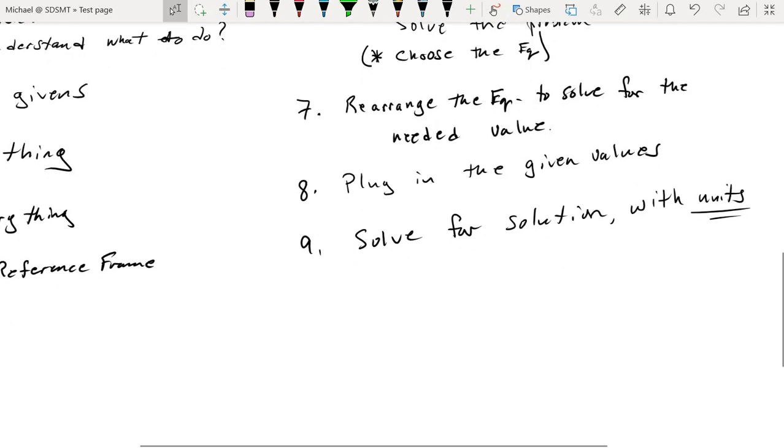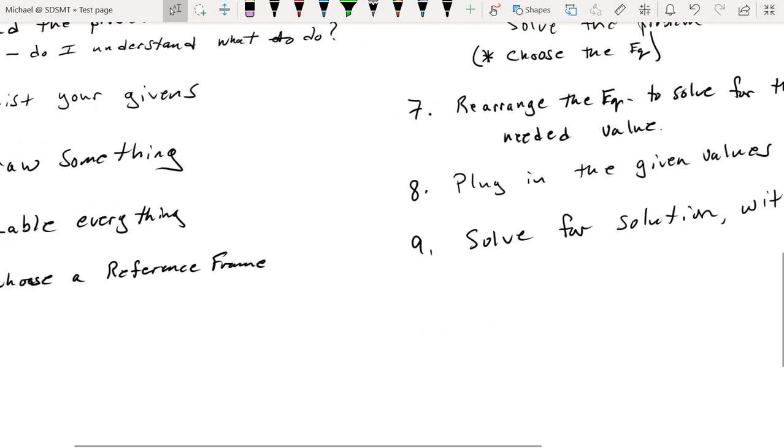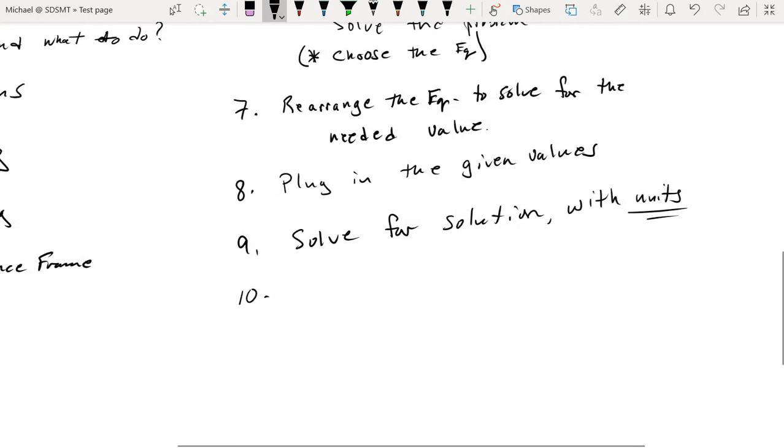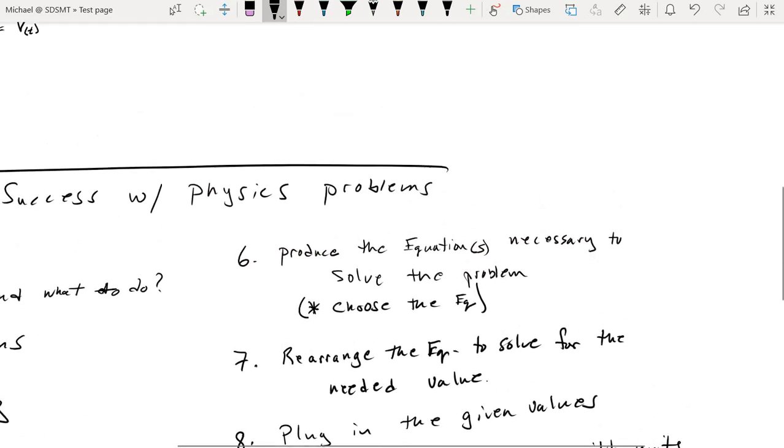And well, that seems like the end of it. You know, we have our answer, we have our units. I thought this was a 10-step process. So what could possibly be left for step 10? Well, this is where we want to go back and check our work. Time permitting, go back and check your work. And there will be ways that we can check the work with these problems.